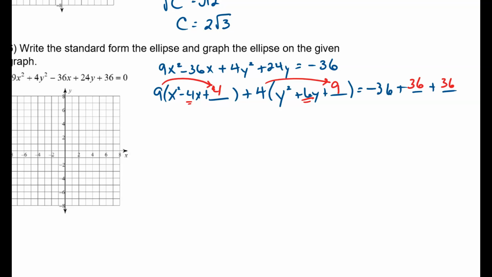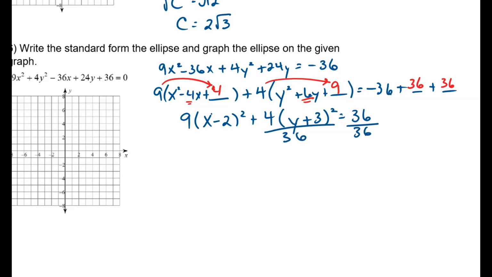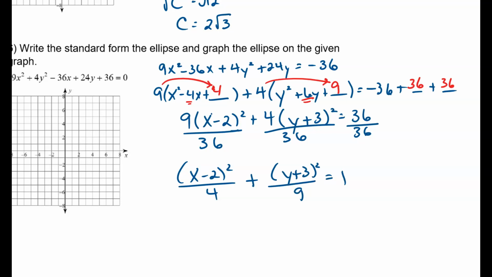So when we now write this with binomials being squared, I get 9 times the quantity x minus 2 squared plus 4 times the quantity y plus 3 squared equals, on the right, when I add all 3 of those numbers together, 36. But remember, standard form for an ellipse is equal to 1. So that means I have to divide everything by 36. So I get the quantity x minus 2 squared all over 4 plus the quantity y plus 3 squared all over 9 is equal to 1.